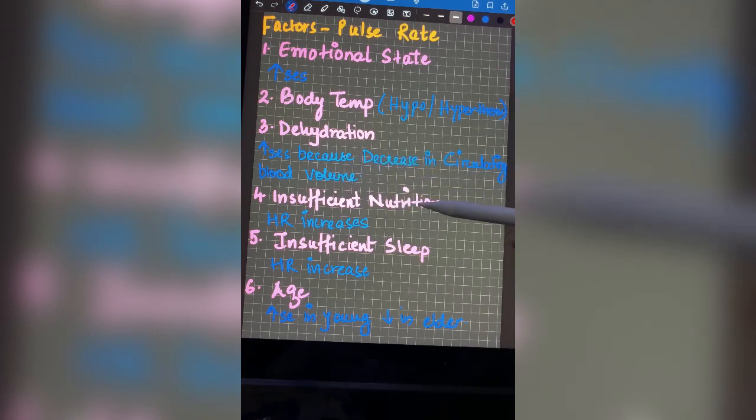Because of insufficient nutrition, heart rate increases. Because of insufficient sleep, heart rate increases. Again because of age, heart rate is higher in the young because their metabolism is more and they are more active, so their heart rate is more than in elderly patients.